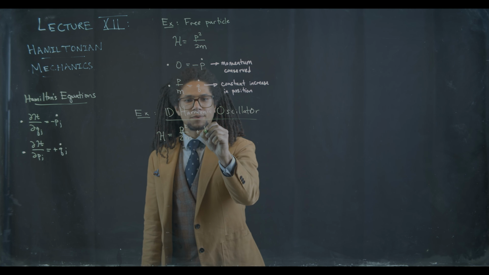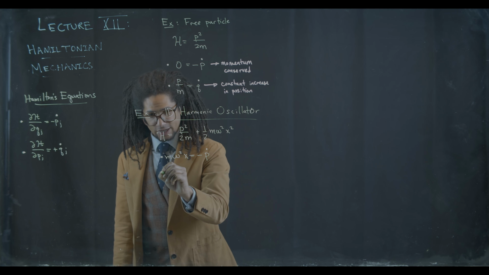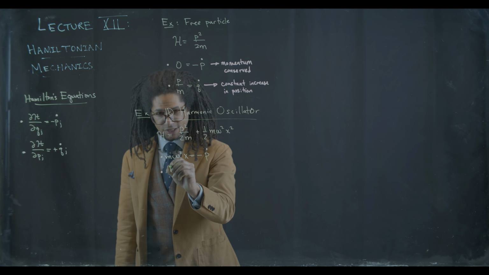Okay, so once again, let's write Hamilton's equations. The first equation tells us that m omega squared x is equal to minus p dot. And the second equation tells us once again that p over m is equal to x dot. I've used x here, but I've used q elsewhere. Let me maybe switch to just stay with q everywhere.